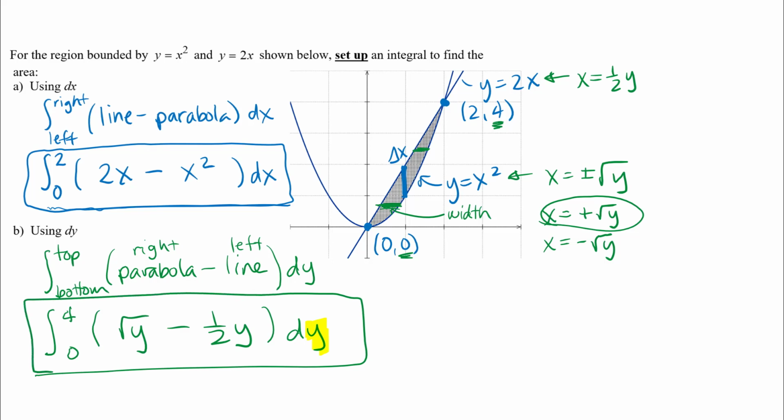And since the area is the same, look at the picture, it's the same space. Whether I evaluate the one that's dx or I evaluate the one that's dy, I should get the same answer for both of those. If we don't, you did something wrong.